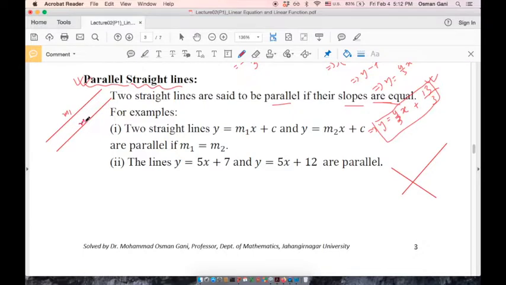Let's say this line has slope m1 and this line has slope m2. Since they are parallel, their slopes will be equal. m1 will be equal to m2. For example, y equal to 5x plus 7 and y equal to 5x plus 12 are parallel lines because their slopes are equal. Slopes of these lines are equal.